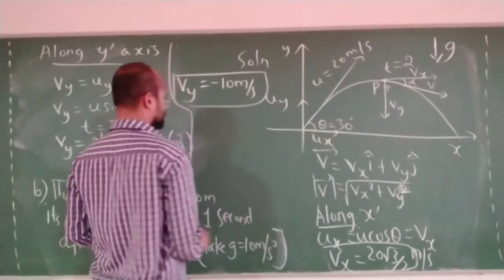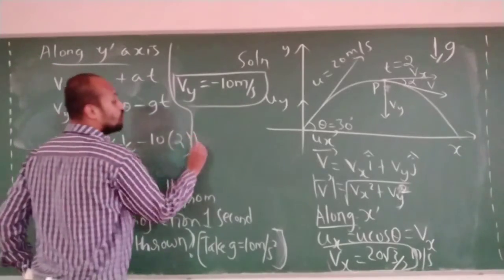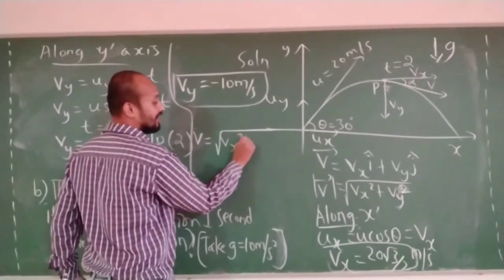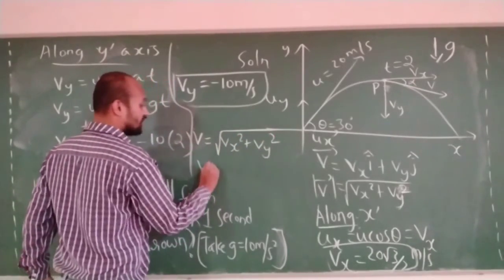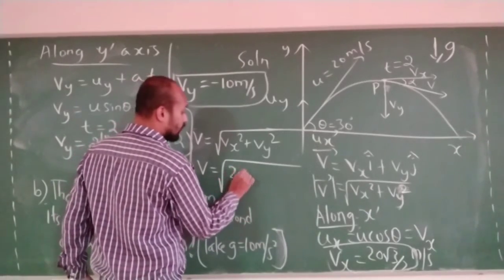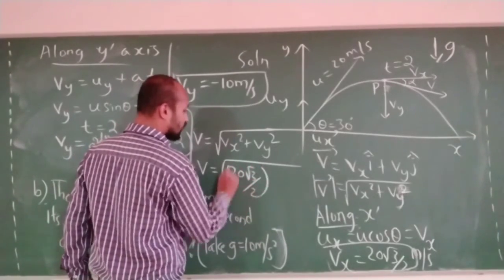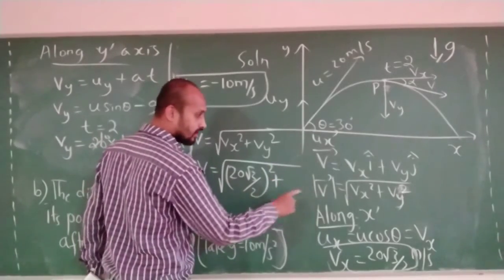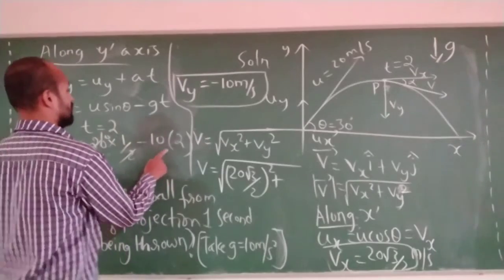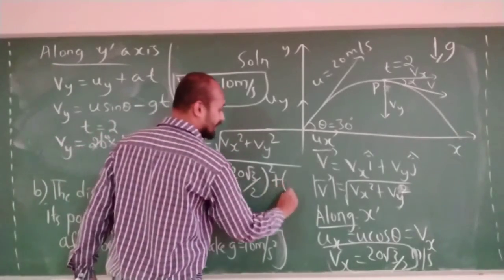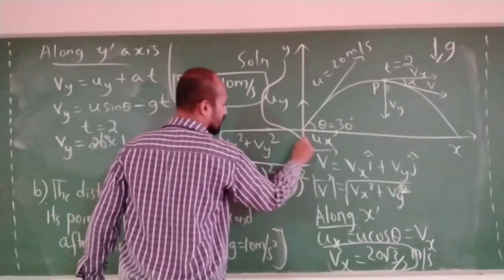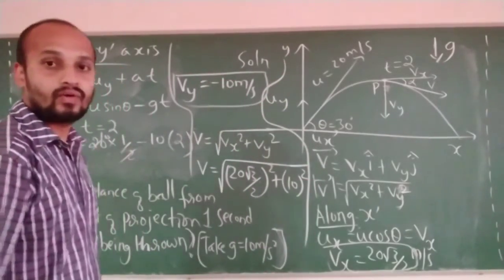Find the mod value. How to find the mod value? V is equal to root of, I have not put the arrow mark, this is magnitude only, vx square plus vy square. So V is equal to root of 20 root 3 by 2 whole square plus vy square. Vy square is minus 10, that is 10 square. I am taking only values.